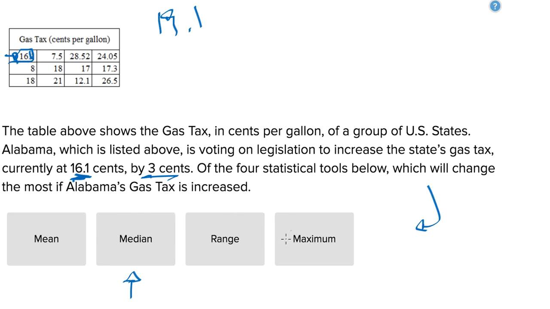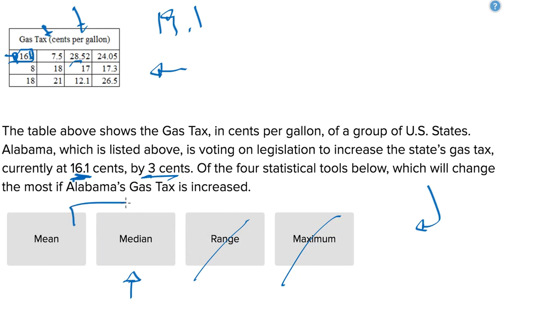Now, we can cross out some answer choices real quick. The maximum is not going to change. There's nothing telling us that there's a maximum number, and changing one of the numbers is not going to have any impact upon that. We can have a number as great as we wanted. The table simply stops at 28.52, but that doesn't mean anything. The range is not going to change either. The range is the difference between the greatest number and the smallest number. And changing 16.1 to 19.1 is not going to change the fact that the greatest number is 28.52 and that the smallest number is 7.5. That hasn't changed, so that value will remain the same.